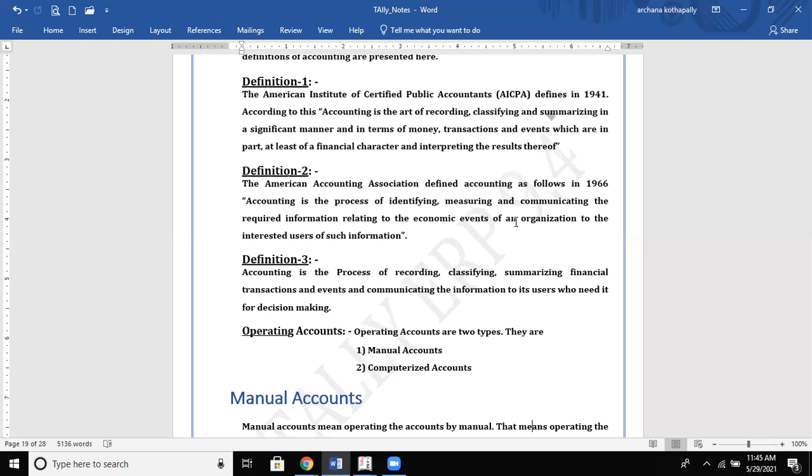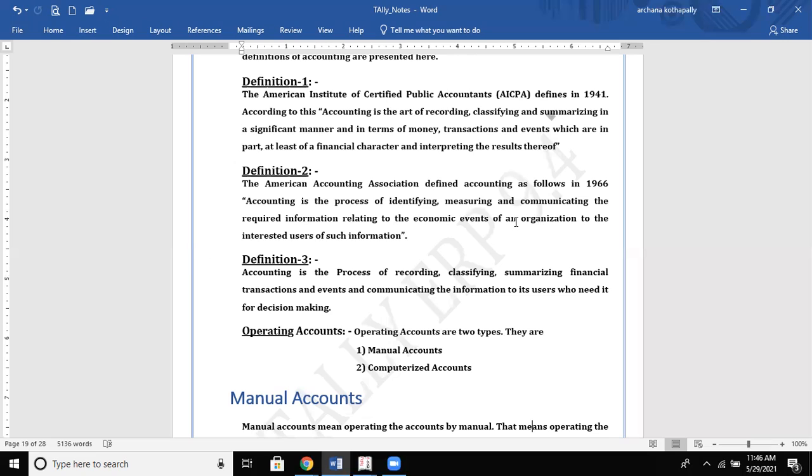Another definition which was followed in 1966 was: accounting is a process of identifying. So you're identifying which account, which ledger relates to which account category, which line item, and measure it. So you are going to measure it, and it should be in a cost concept. And communicating the required information, nothing but you're putting the same concepts in your reports, communicating to the public. It is nothing but your reports, P&L, profit and loss, or balance sheet, or cash flow, funds flow, anything.